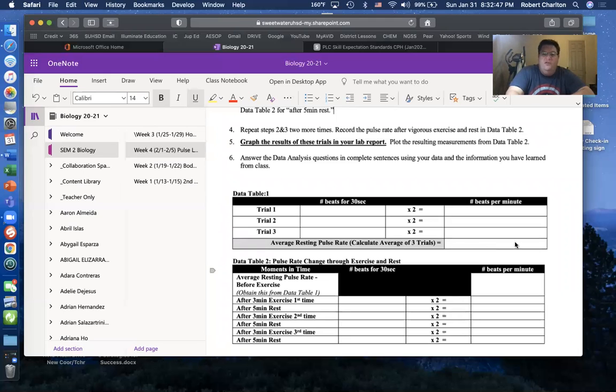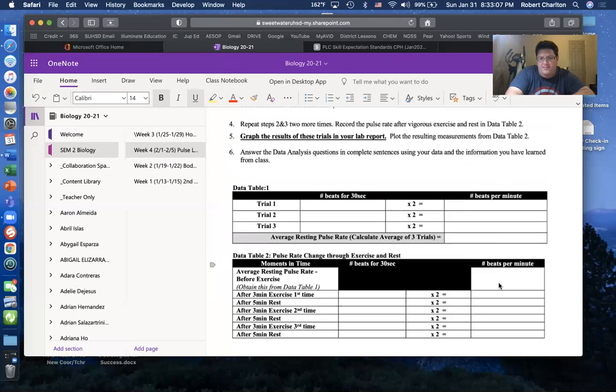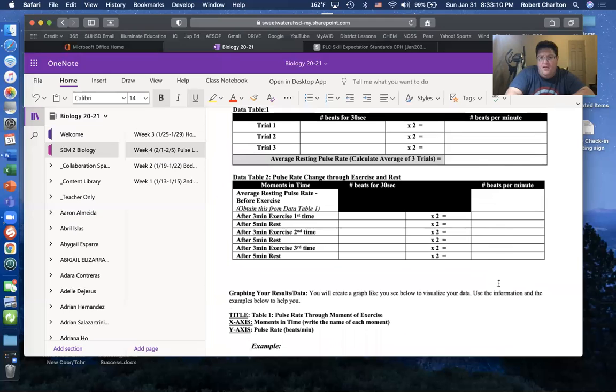Okay. So whatever number you get right here for your average, you're going to just put it in right here in the next data table. So it says beats per minute, average resting pulse rate. You don't have to calculate it because you already did that. And you just put this number right here. So if my average came out to 45, then I'll put 45 right here. Okay. That's my starting point.